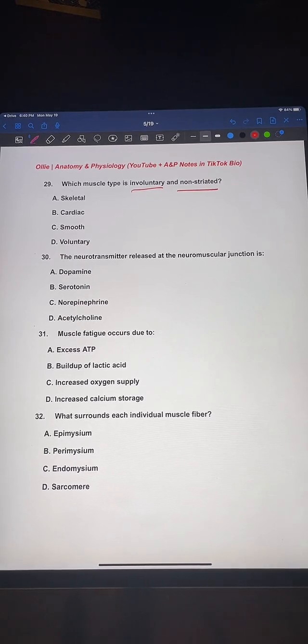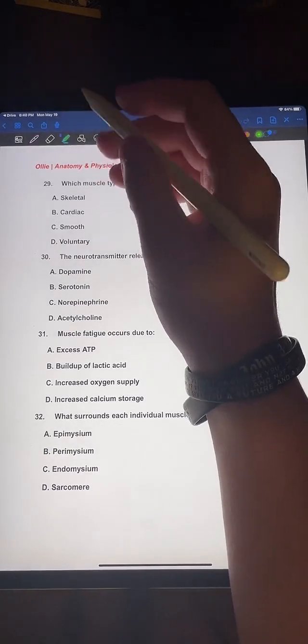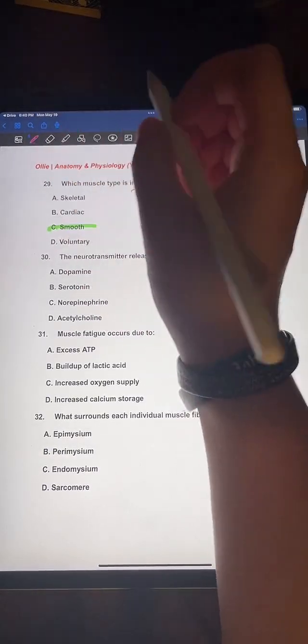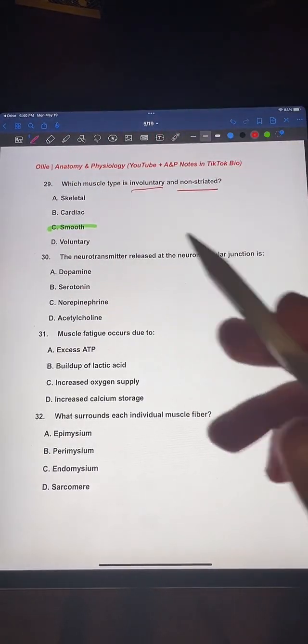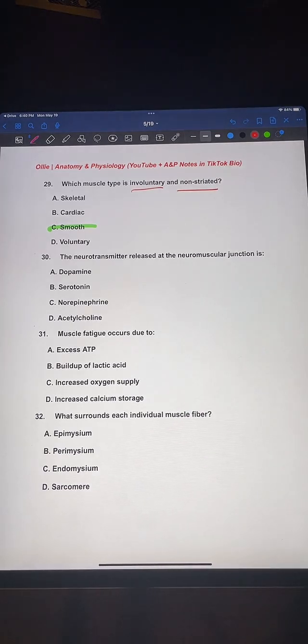But 29, which muscle type is involuntary and non-striated? This is going to be our smooth. This is going to be found in like ducts, so like our internal organs. Skeletal is voluntary and striated. Cardiac is involuntary and striated. 30, the neurotransmitter released at the neuromuscular junction would be which neurotransmitter?